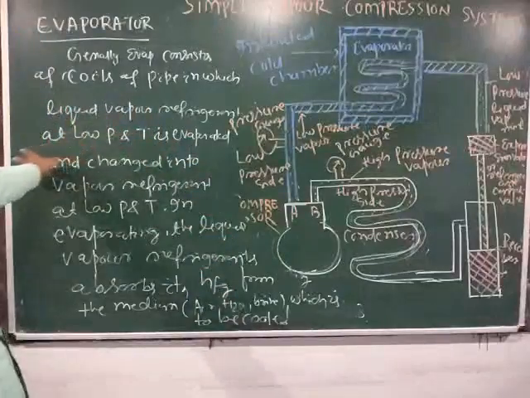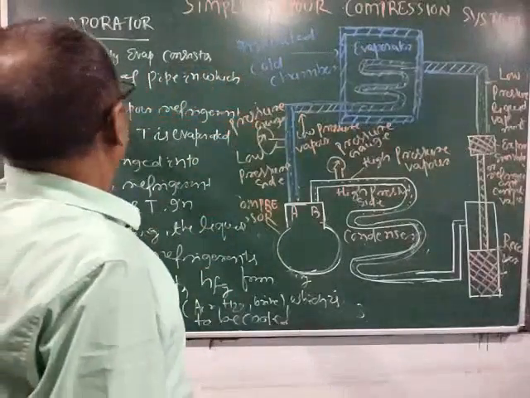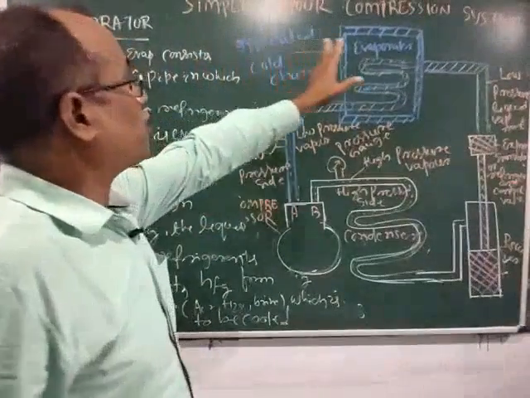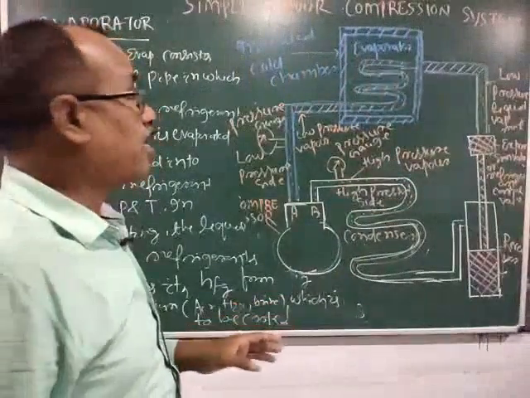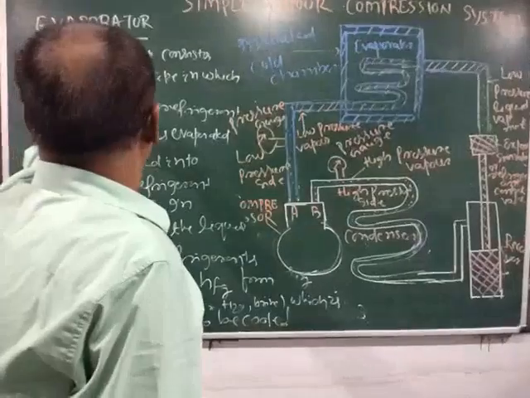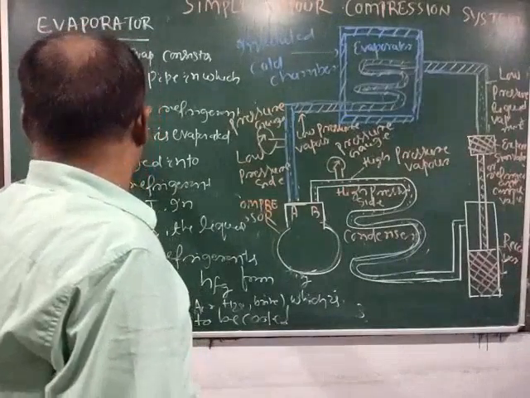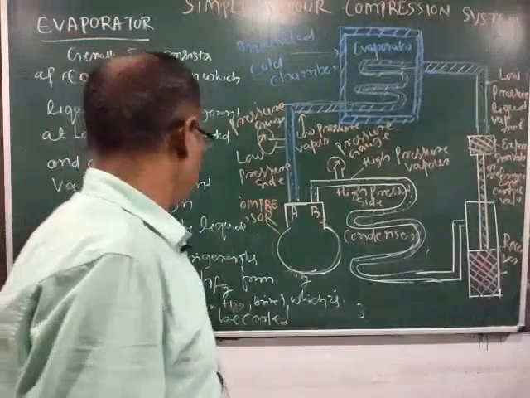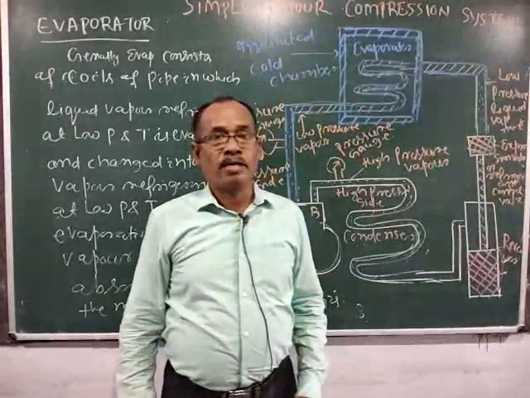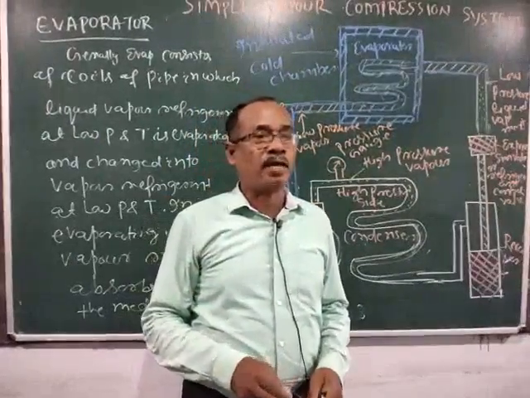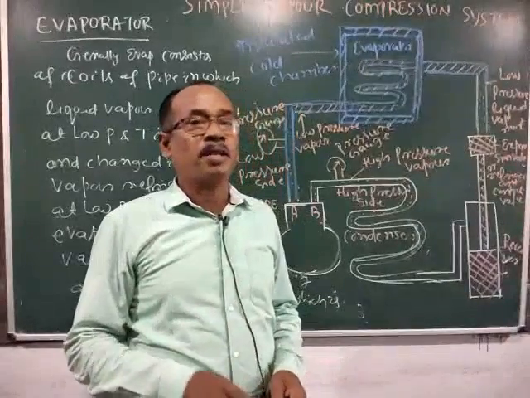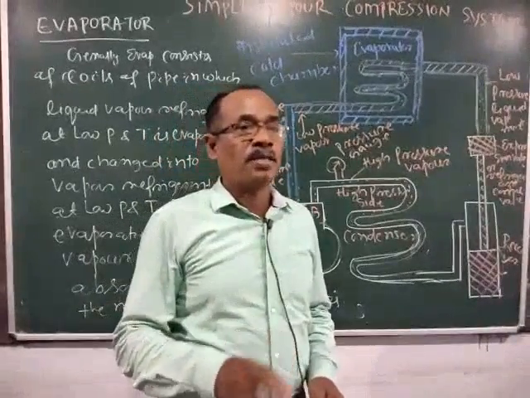Here is the schematic of the simple vapor compression system and the parts which are described as above. Next class I will describe types of simple vapor compression system.